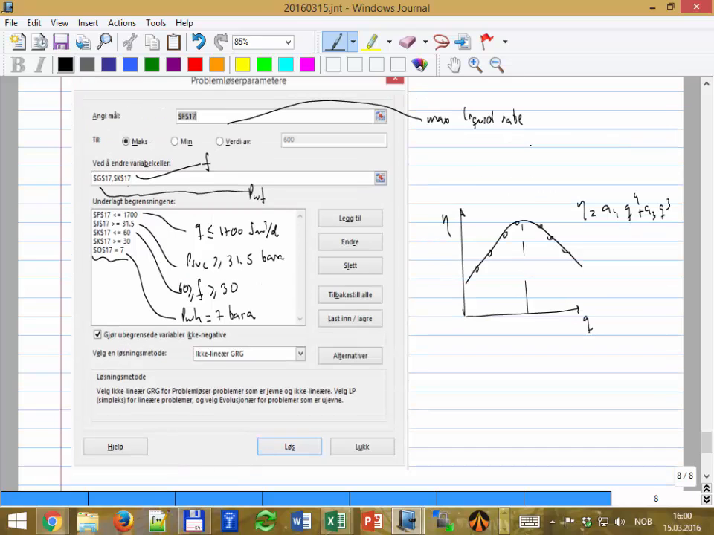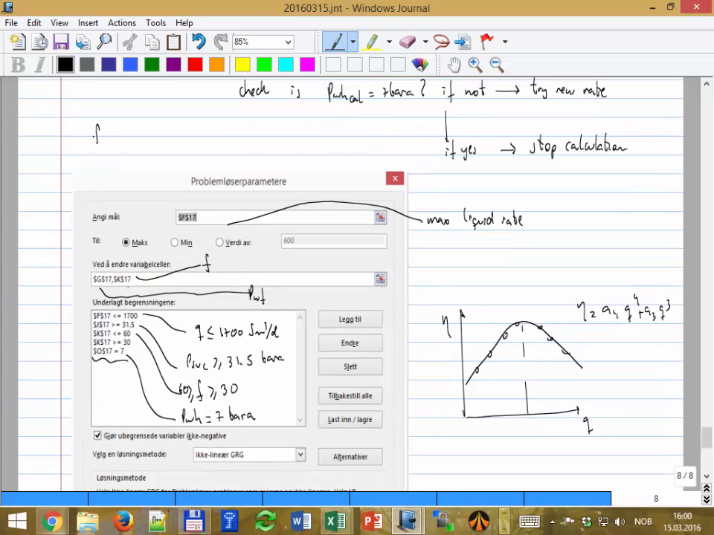So this approach is for finding the frequency F to get a certain rate and honoring the constraints, the operational constraints.